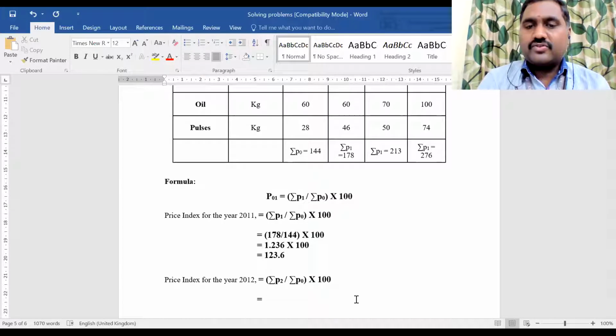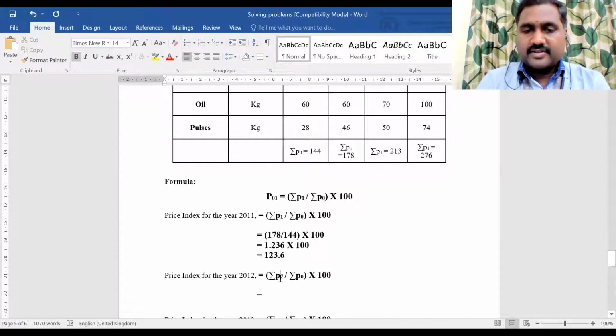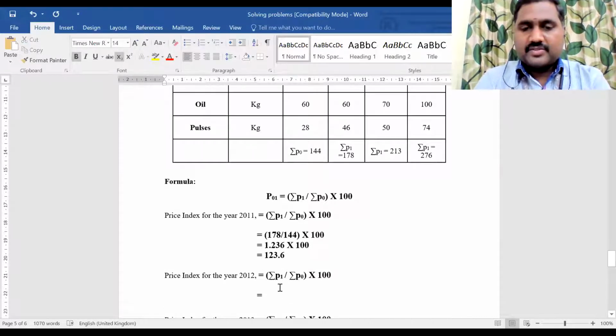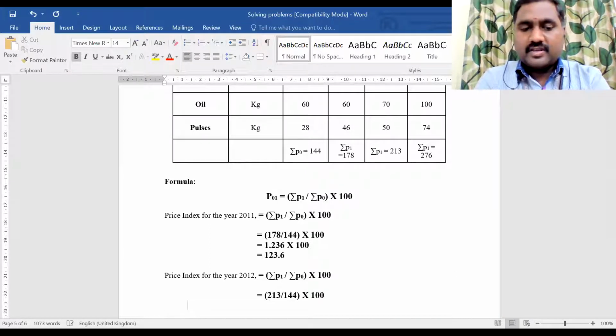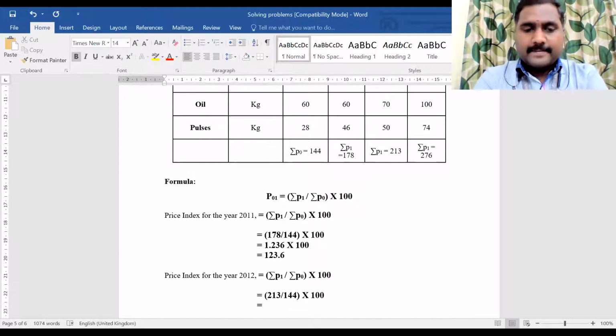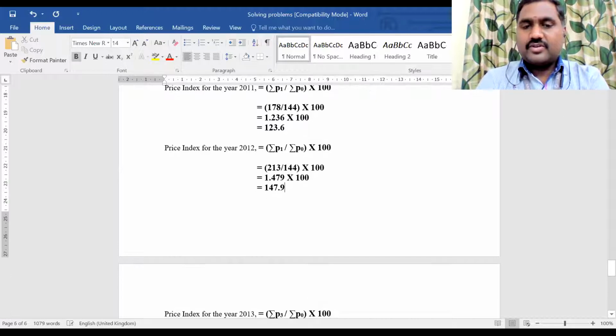Similarly, we need to do it for 2012. It is summation P1 divided by P0. So 213 divided by 144 into 100. What is 213 divided by 144? 1.479. 1.479 into 100 is equal to 147.9. That means this is the price index of 2012.